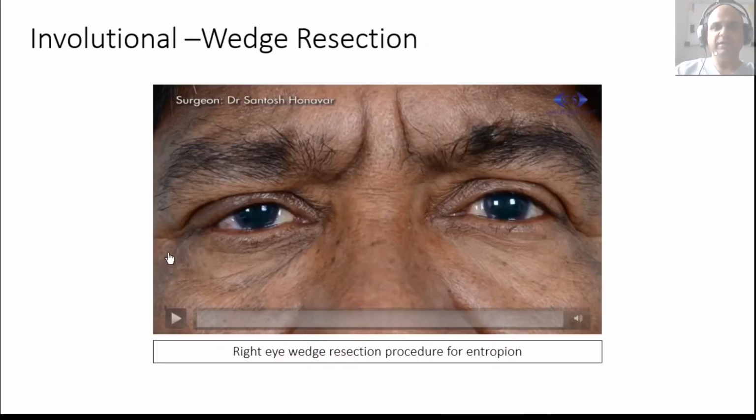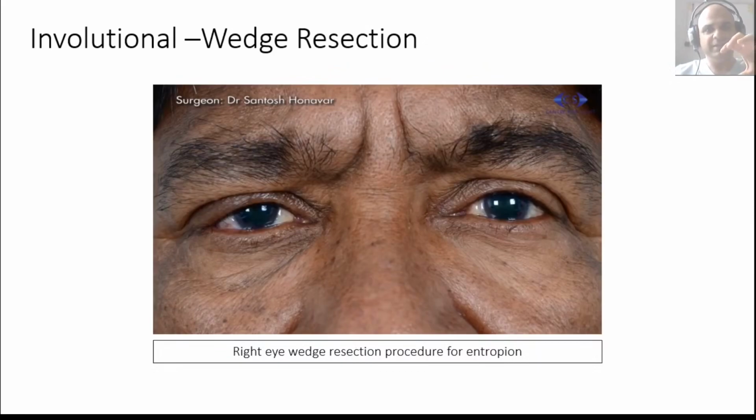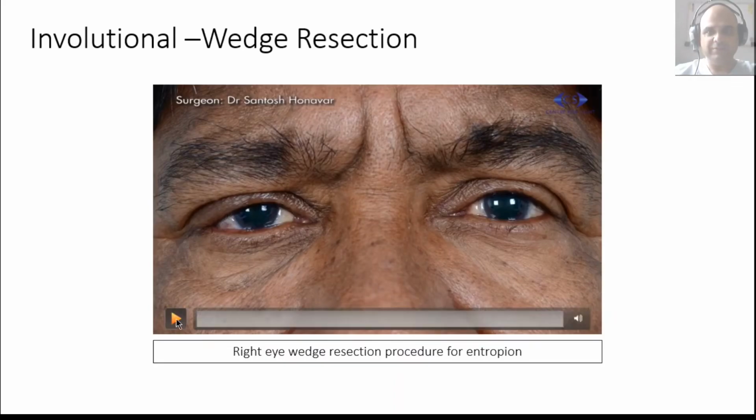This is going to be a video on wedge resection, and wedge resection is basically taking a wedge out of your tarsal plate so as to shorten it up a little bit and then stitch it. As we are shortening the tarsal plate, we are pulling it in a way so as to move the margin of the lid away from the eyeball. So this is right eye wedge resection, as we will see.